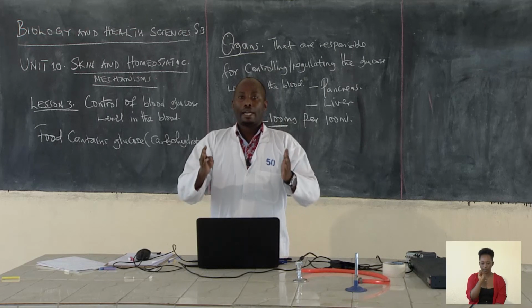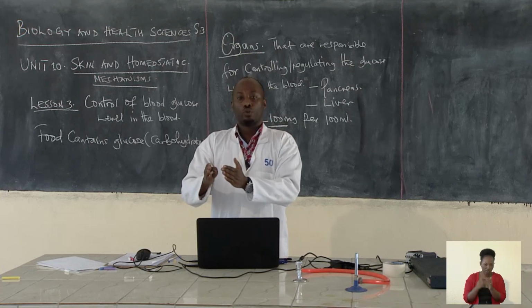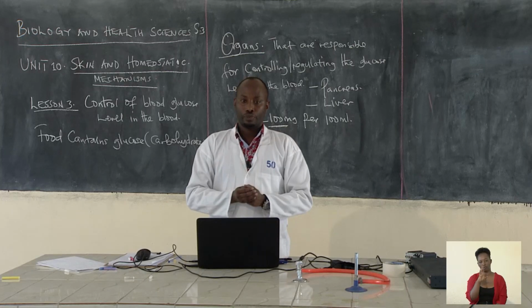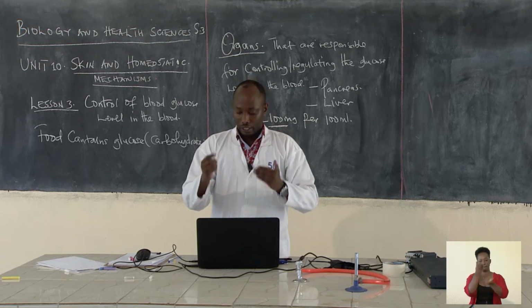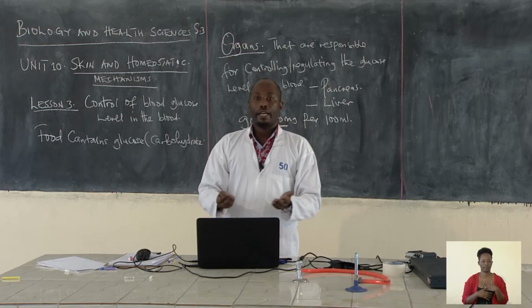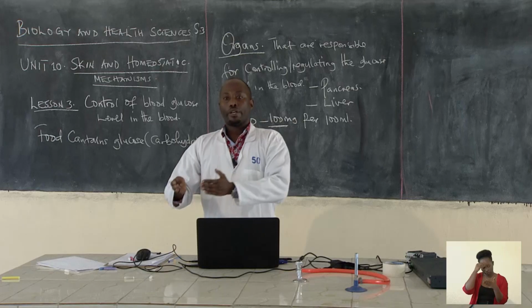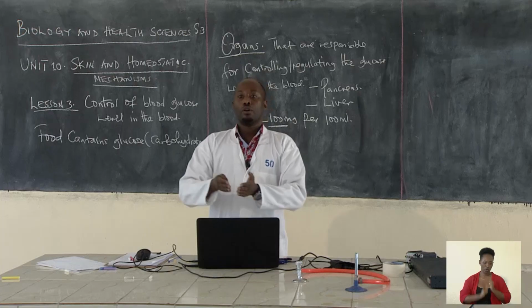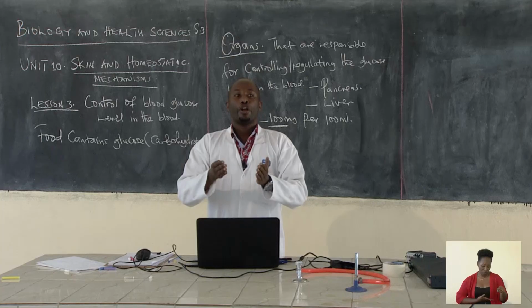So it means that the body has to do all it can to regulate, to balance the amount of glucose in the body so that some of the body tissues will not be damaged. And how does the body go about that? To balance the amount of glucose in the blood, all right? Let me say during exercise or during starvation. When you are doing exercise, you need more glucose. When you are starving, you also need glucose. So the glucose in the blood is used up by the cells during respiration.